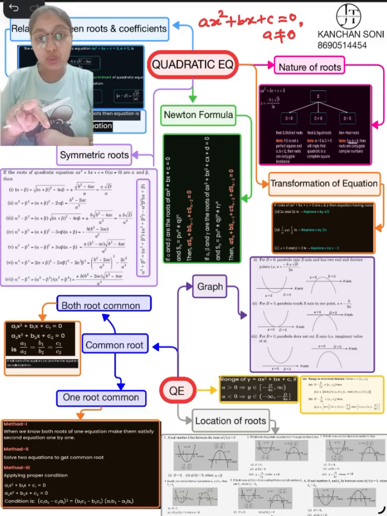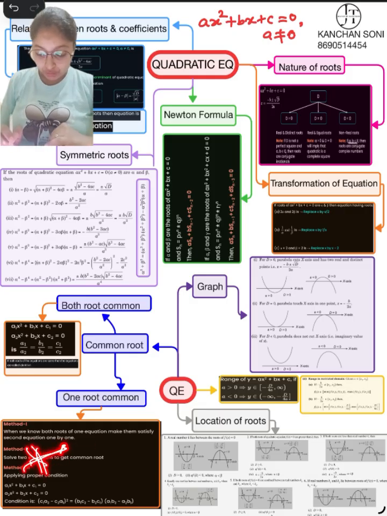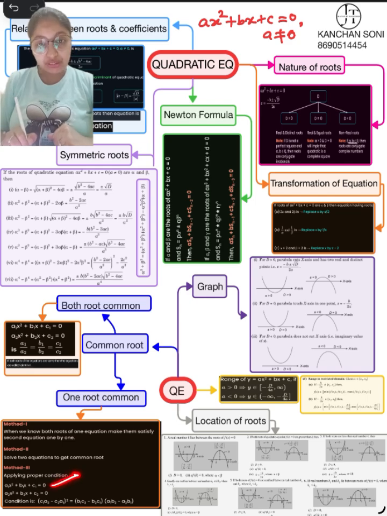Method number 2, we can solve 2 equations to get the common root. Then method number 3, which is the popular one. What is method 3? Suppose we have 2 equations, a1x² + b1x + c1 = 0 and a2x² + b2x + c2 = 0. Then how will we write?